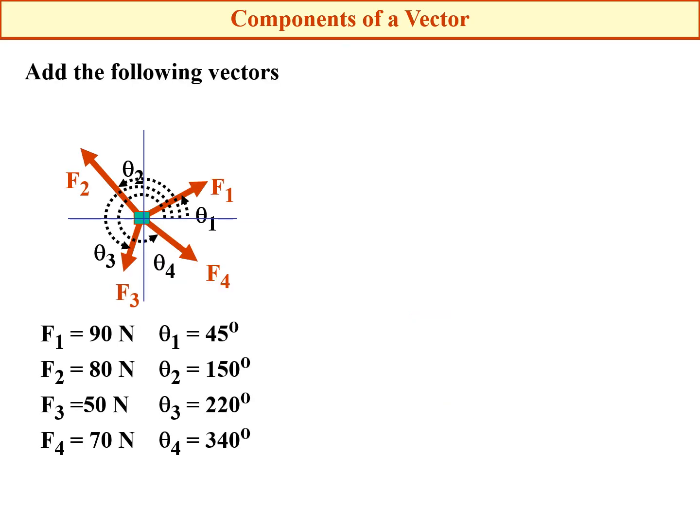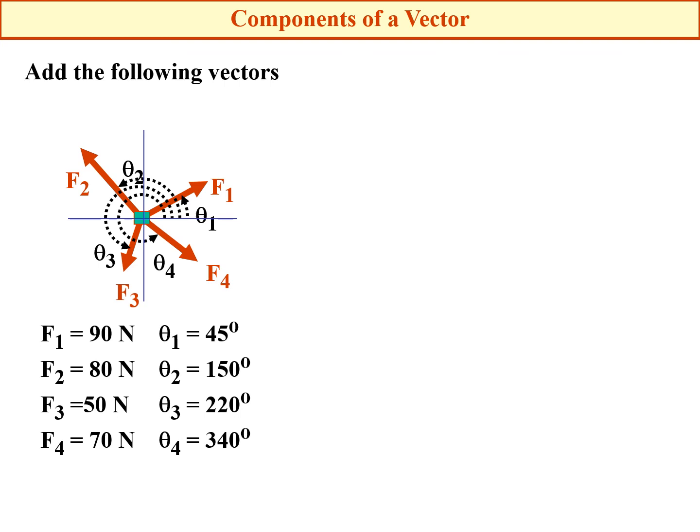All right, so what about these next vectors? We've got several vectors; there are four more for this example: 90 newtons at 45 degrees, 80 newtons at 150 degrees, 50 newtons at 220 degrees, and then 70 newtons at 340 degrees. So go ahead and try this.